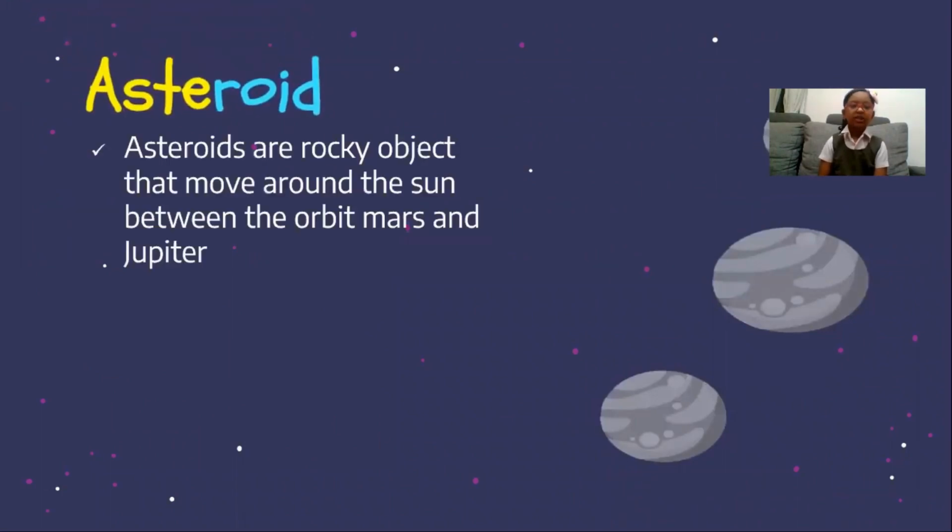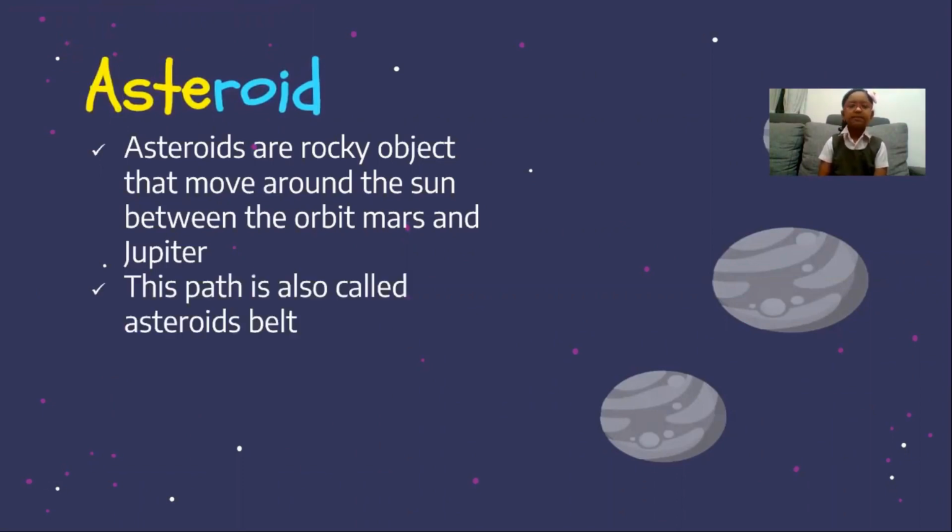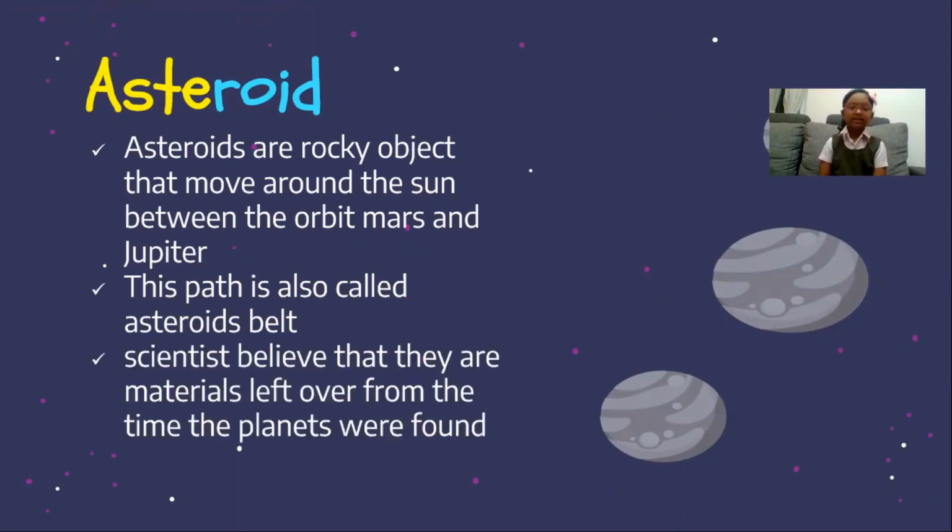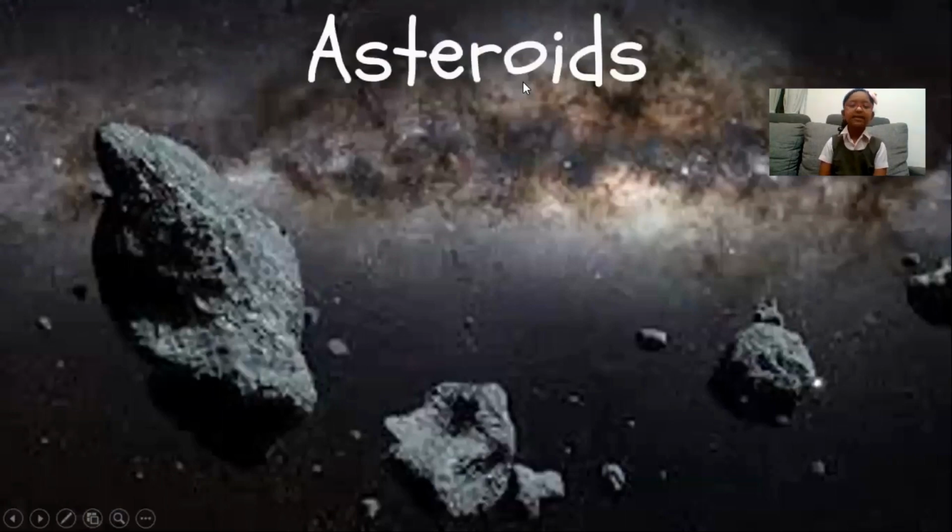Asteroids. Asteroids are rocky objects that move around the Sun between the orbits of Mars and Jupiter. This path is also called the asteroid belt. Scientists believe that they are materials left over from the time the planets were formed. This is the image of asteroids.